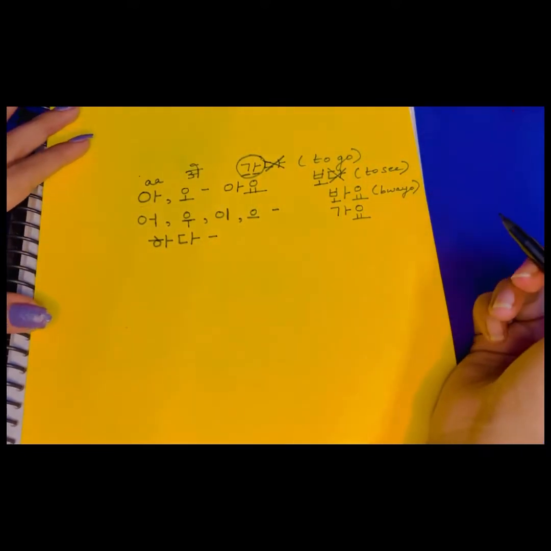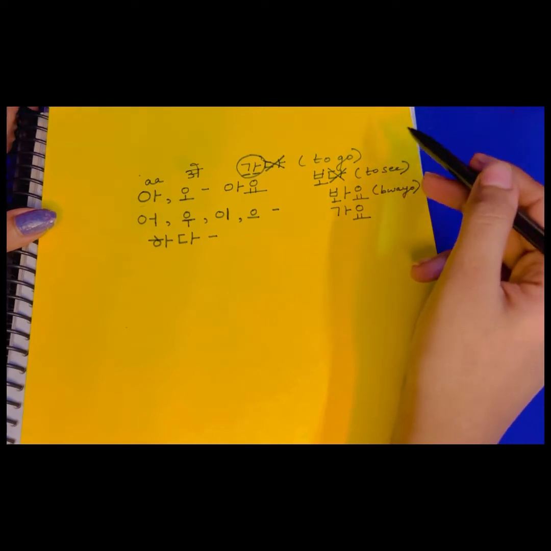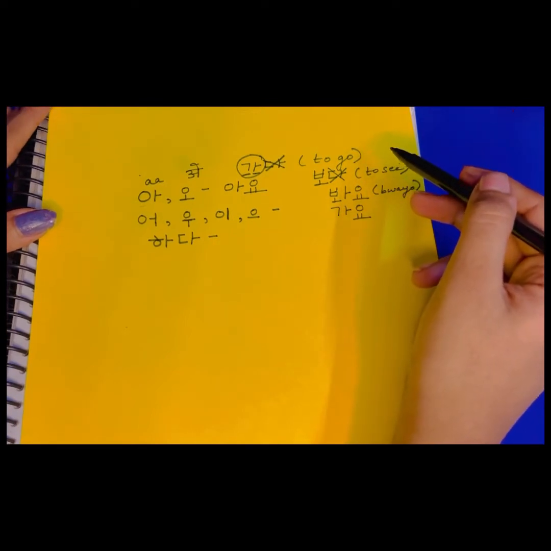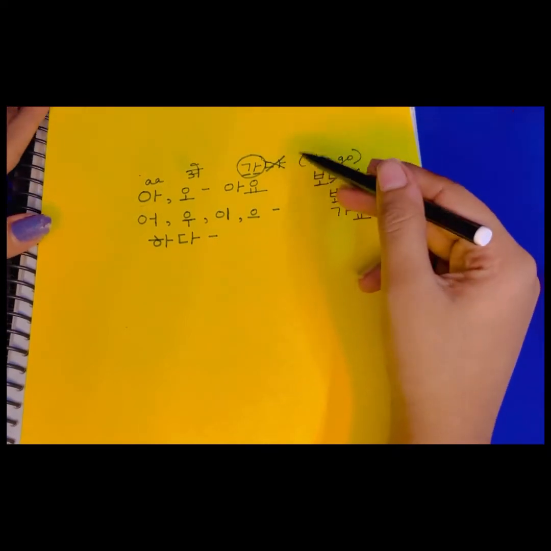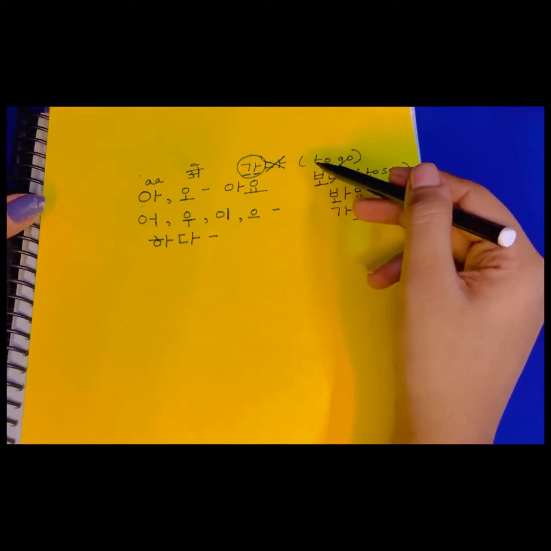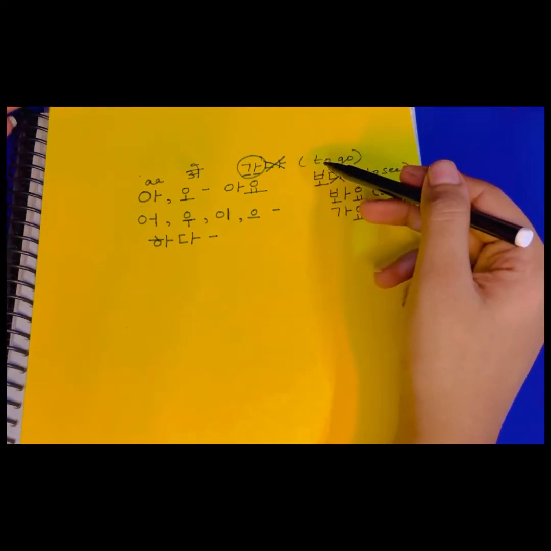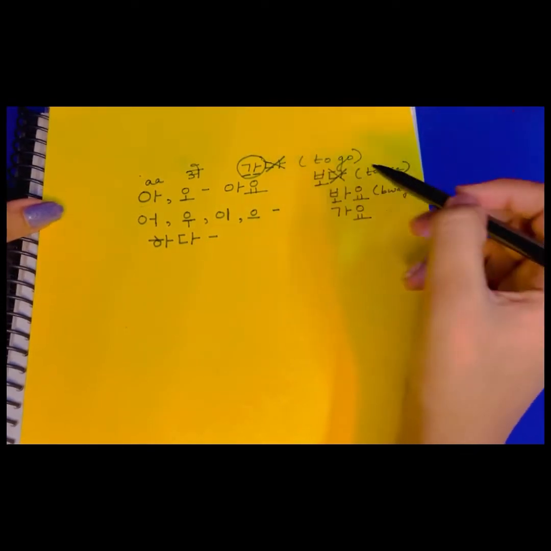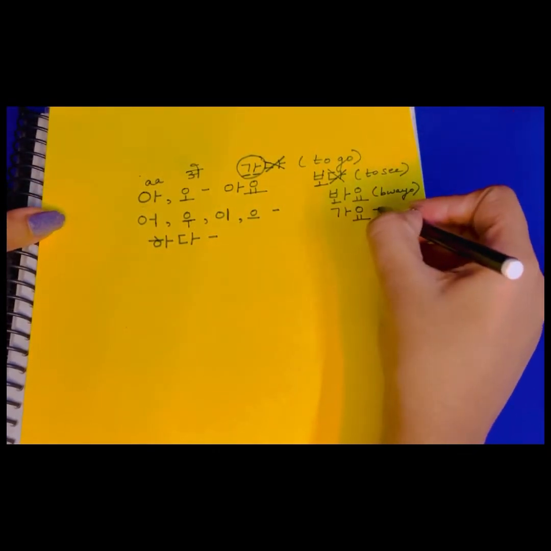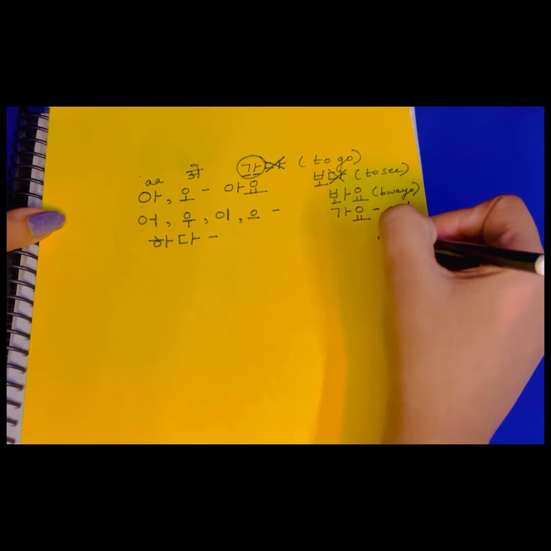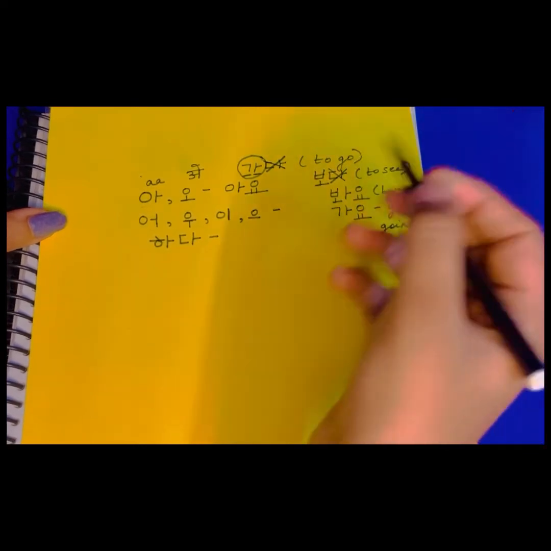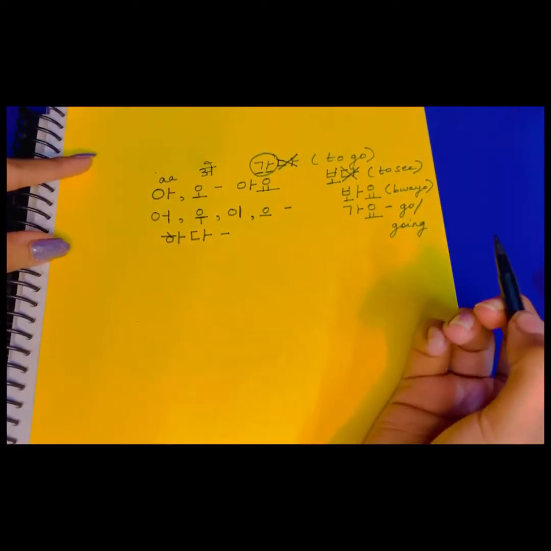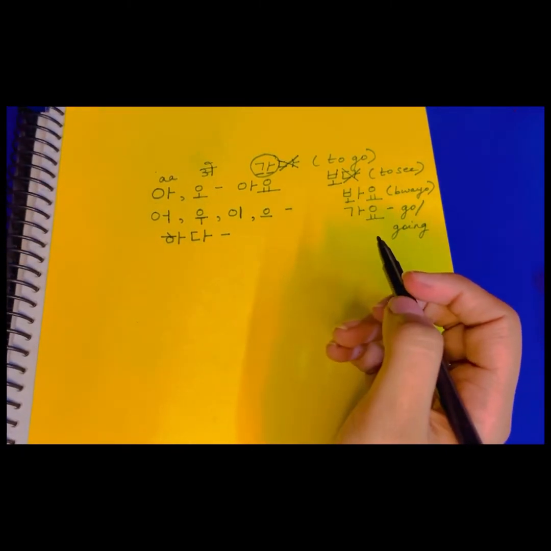If I want to put it in a sentence, I cannot say chonan shiktange khada. I will say chonan shiktange khayo. Khada means to go. Khayo means go or going. So if I want to put it in a sentence, I will say chonan shiktange khayo.